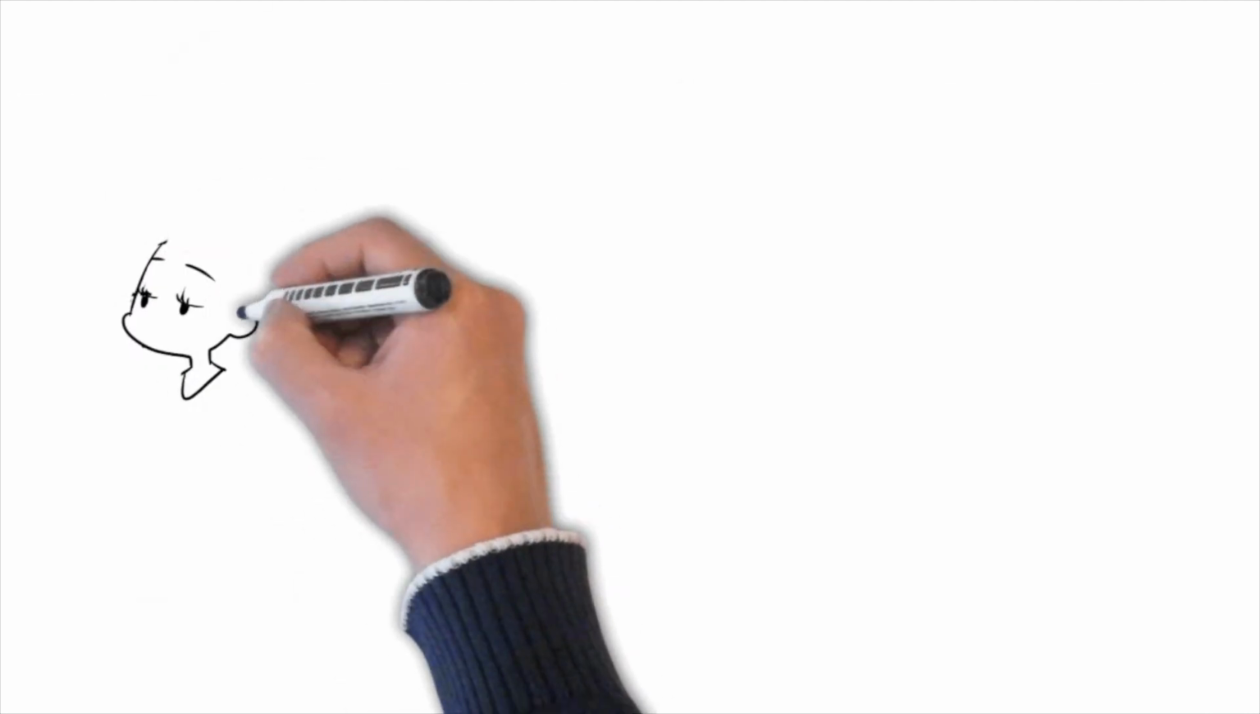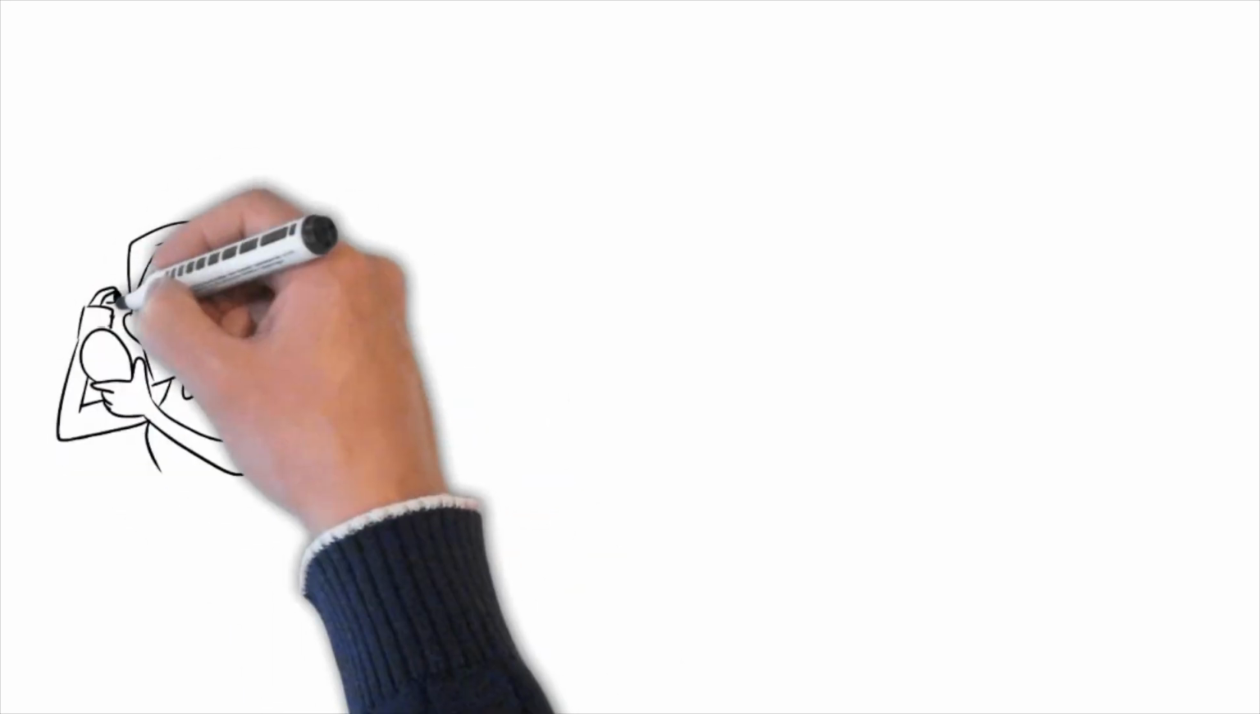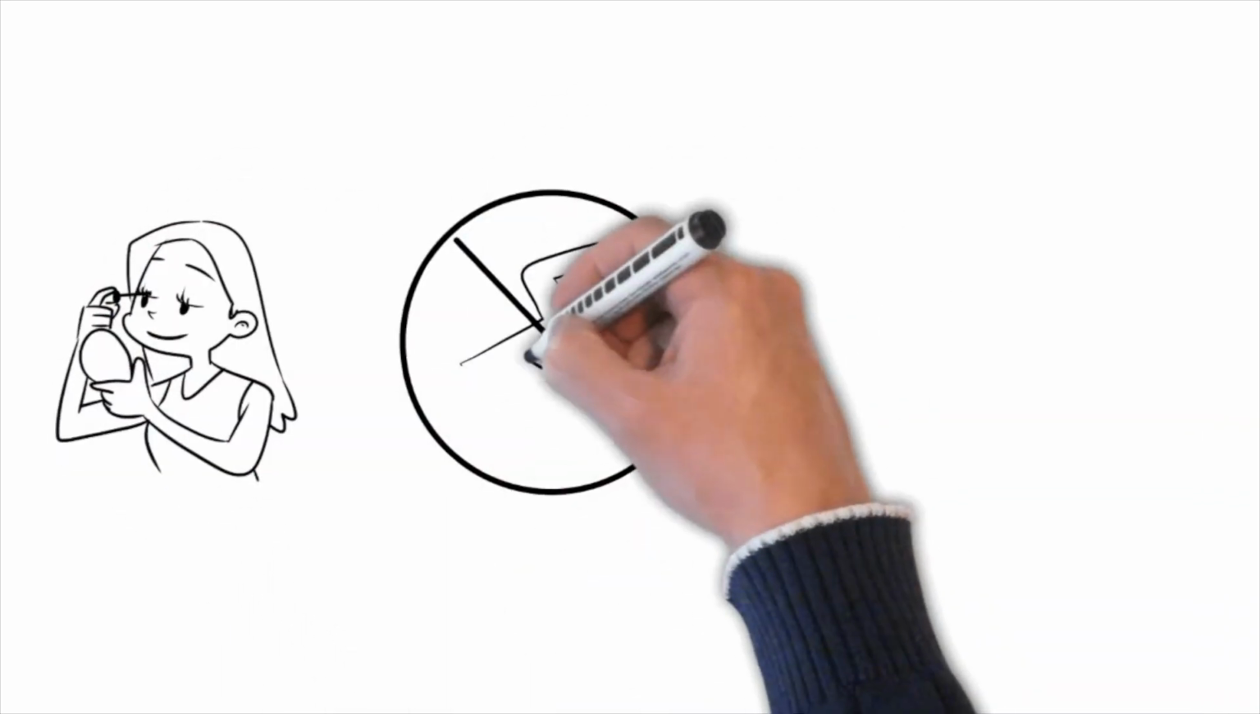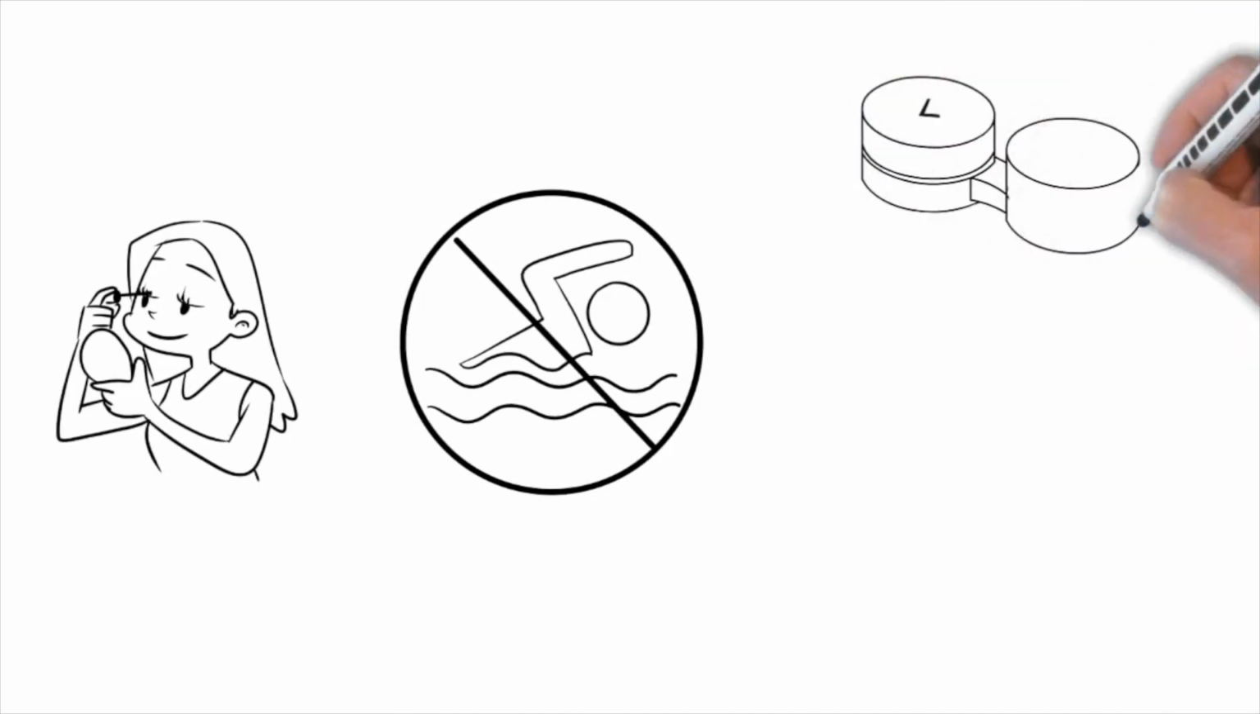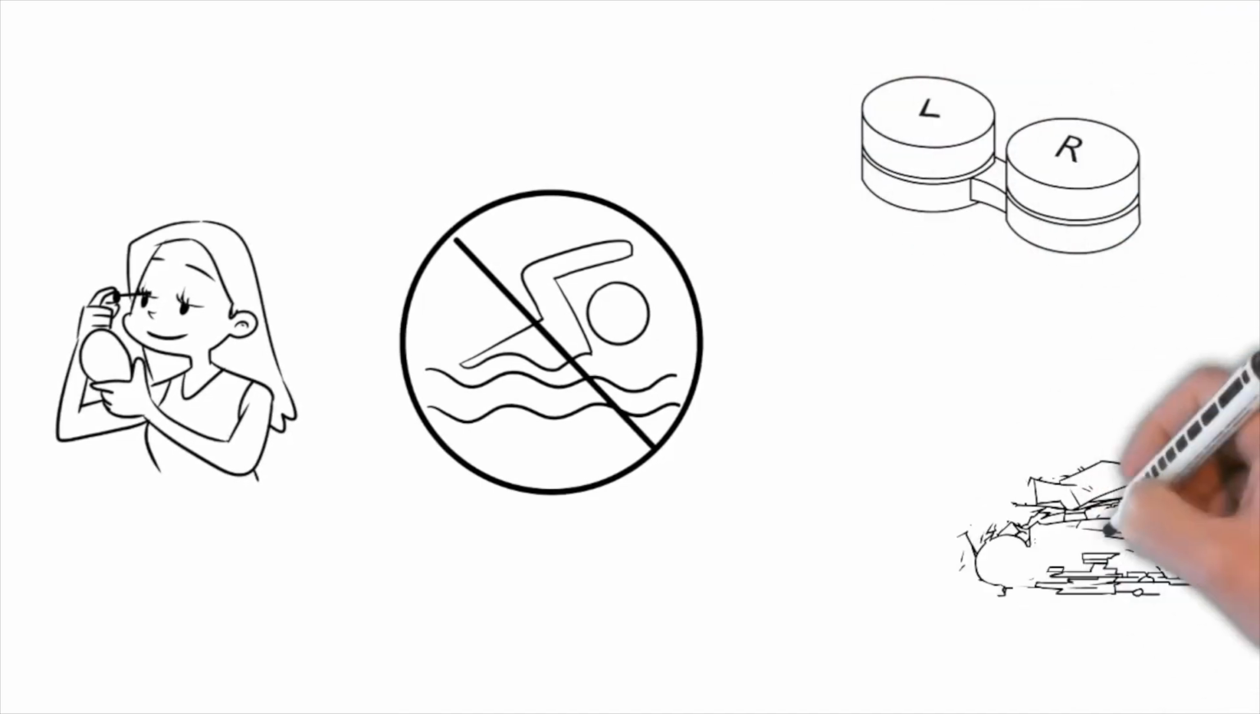No eye makeup for 7 days. It can harbour germs and cause infections. No swimming for 14 days or until you're given the all clear at your 1 week check. Don't wear contact lenses until your Maxidex drops are finished, and no driving until your vision is back to normal.